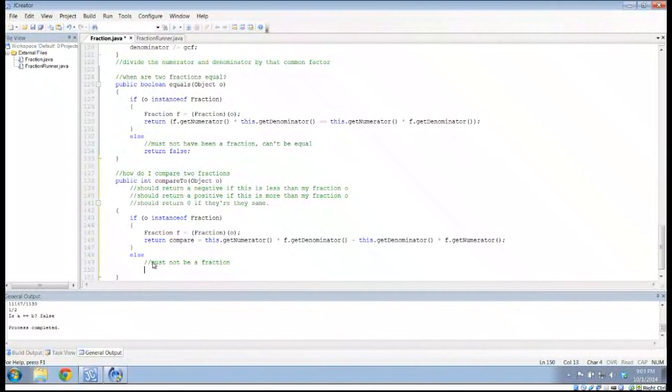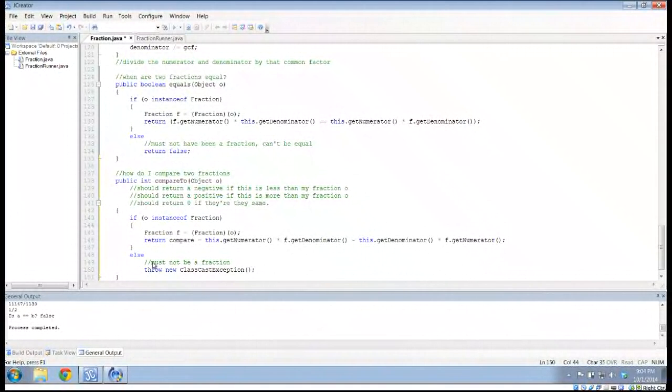And so to force ourselves to throw an error, I'm going to throw a new class cast exception. Now, the thing is, the compareTo method is supposed to throw an exception if what we're comparing are incomparable things. And so this is how I need to do it.